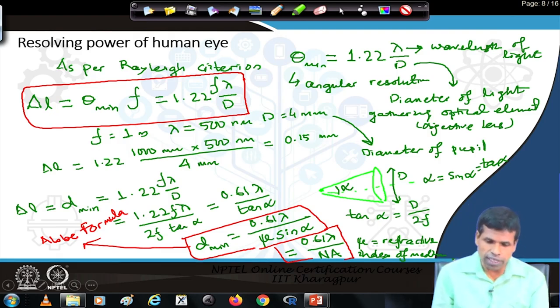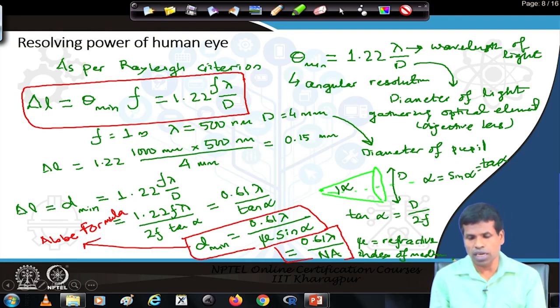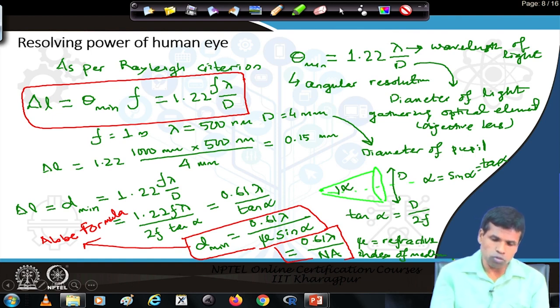So, as you see, this d minimum, that means minimum distance between two objects, is directly proportional to the wavelength of the light or wavelength of any rays or electromagnetic radiation. So, having a smaller wavelength means we have a smaller d minimum, that means good resolution. Otherwise, in order to decrease the value of d minimum, we should increase the value of refractive index and angle of aperture. So that is what we can do.